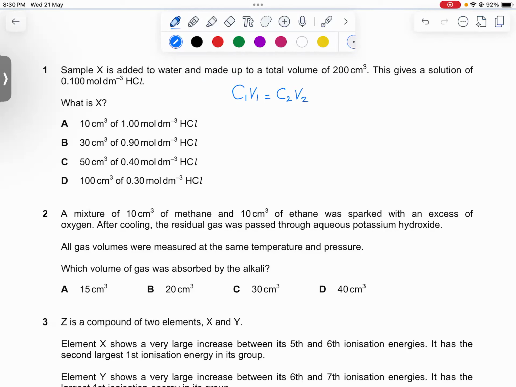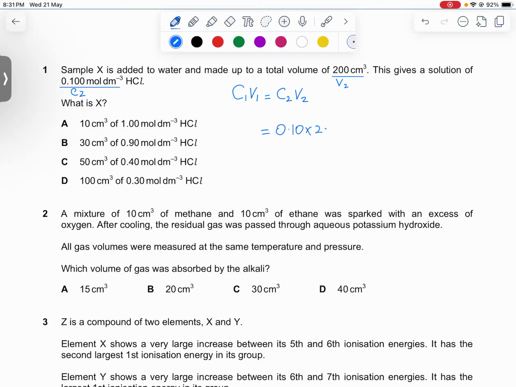They have told us that the final volume of solution V2 is 200 centimeter cube, and the final concentration of solution C2 is 0.1 mole per dm cube. Now they're asking for a combination of V1 and C1 that could give us the same answer as the combination of V2 and C2. So all we have to do is put in 200.